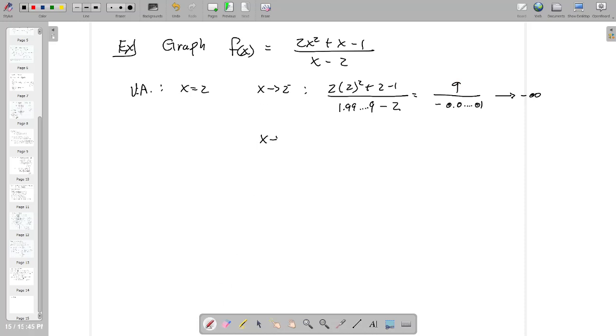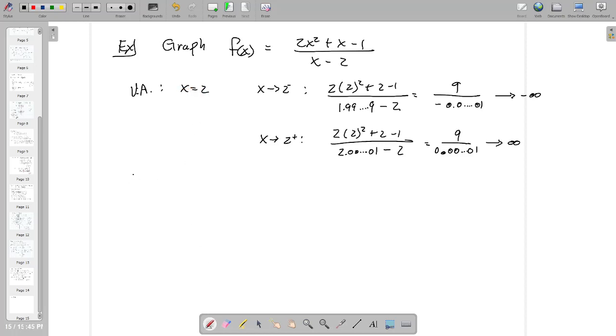So if we approach 2 from the right, we might get positive infinity or negative. In this case, it'll be positive. 2 times 2 squared plus 2 minus 1 all over 2.00 with an arbitrary number of zeros minus 2. We'll end up again with 9 and then an arbitrarily small but positive value. And this would go to positive infinity. So as you can see, we do have a vertical asymptote of x equals 2.